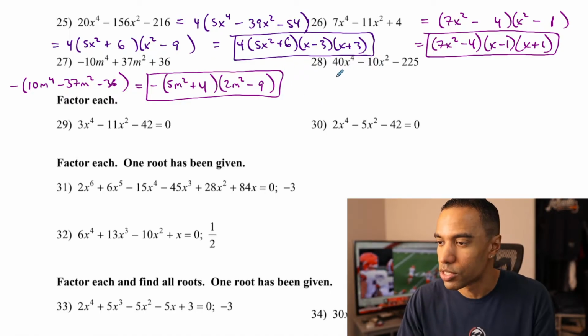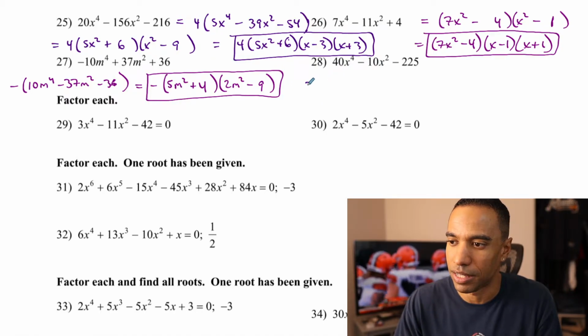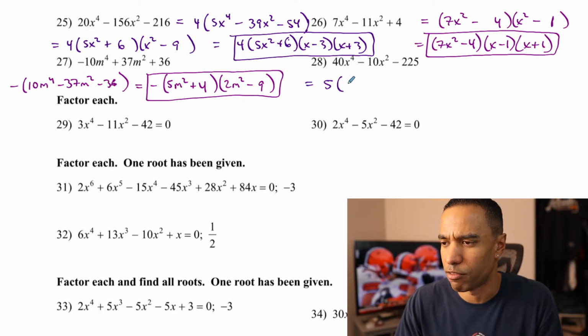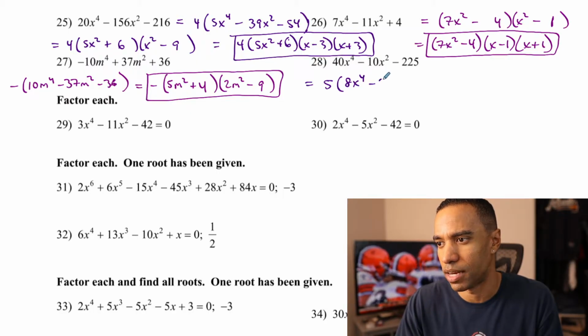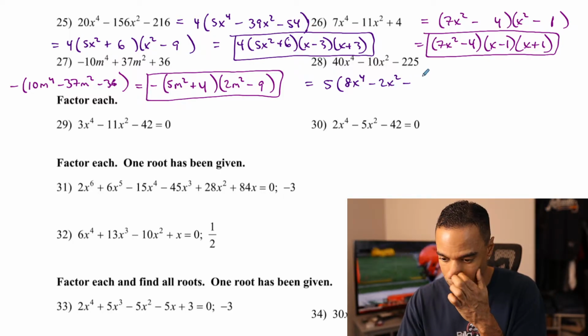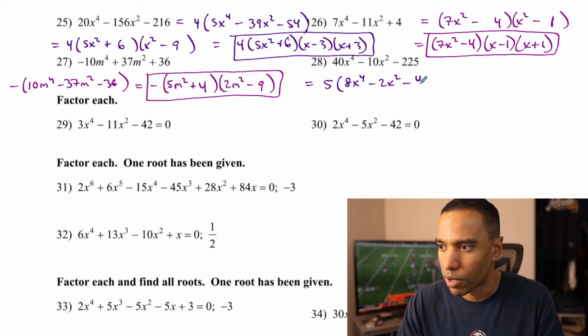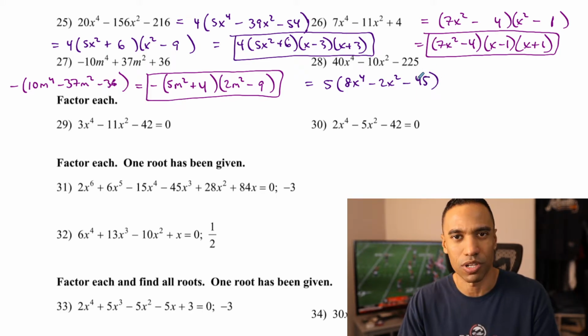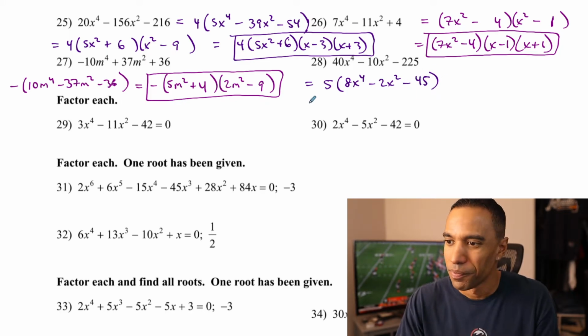All right. Looks like 5 is a GCF at the very least here. And that'll give me 8x to the 4th minus 2x squared minus 45. My nose always gets itchy right when I start recording a video. I don't know why. All right.